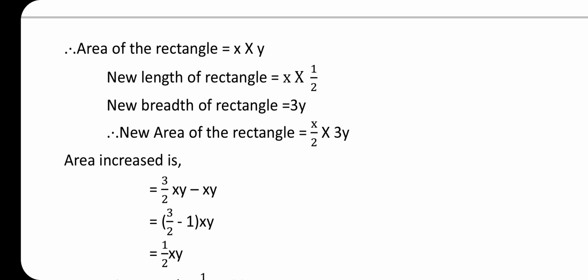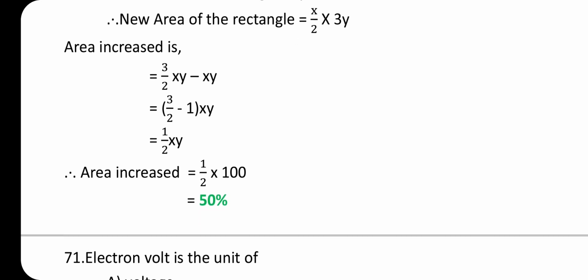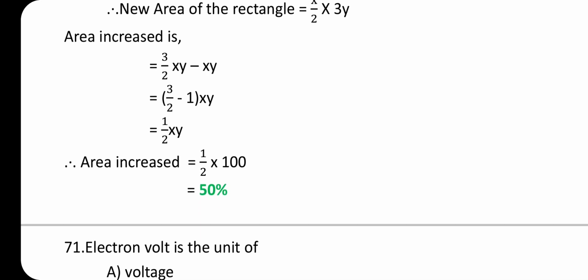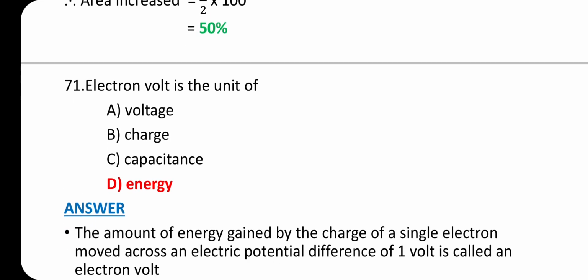New length of the rectangle is x times 1 by 2 and new breadth of the rectangle is 3y. New area of the rectangle is x by 2 times 3y. Area increased is 3 by 2 xy minus xy. After solving we get 1 by 2 xy. Therefore, the percentage of area increased is 1 by 2 times 100. We will get 50% increase.